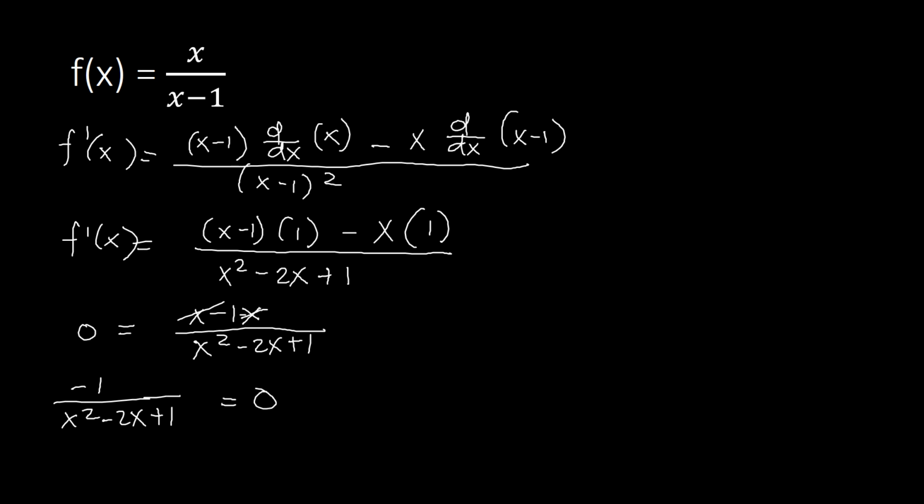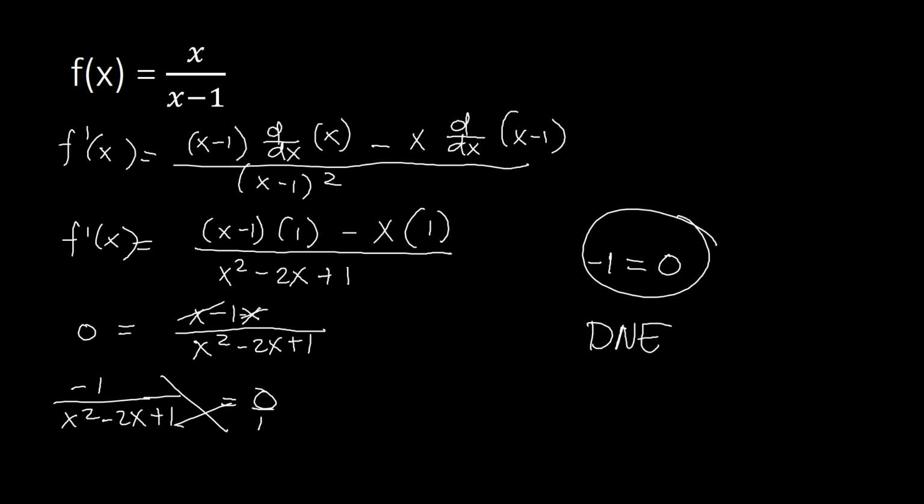We then cross multiply this. We have a 1 here. We can do the cross multiplication. So we have negative 1 times 1, that's negative 1. And then we have that entire denominator multiplied by 0, that's a 0. So this is negative 1 equal to 0, in which this is an indicator that we have a DNE for this, meaning we don't have a critical number.